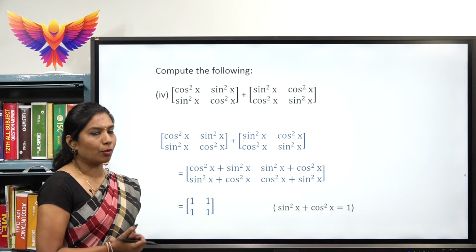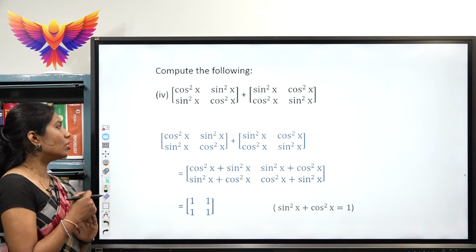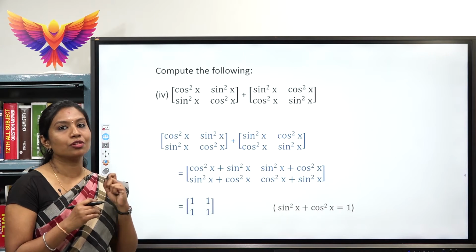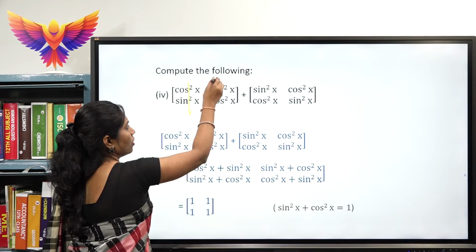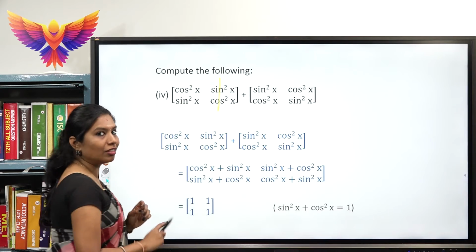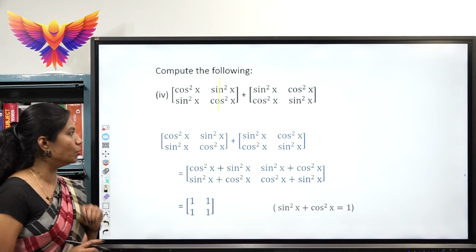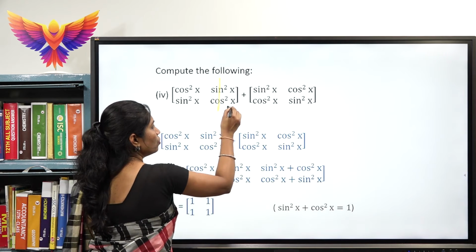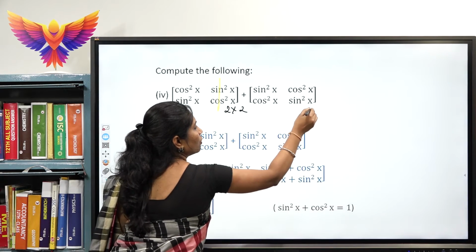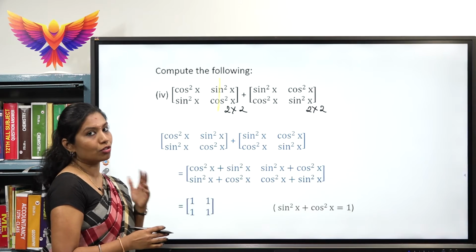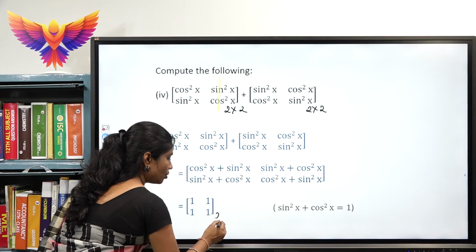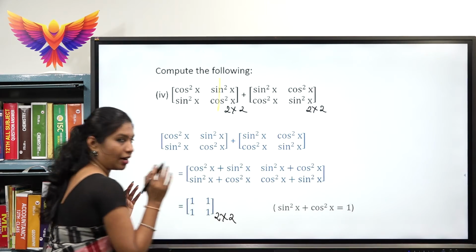A similar kind of question again. We need to find sin square x and cos square x, which is a 2 cross 2 matrix. We can see that we have 2 different rows and 2 different columns here. The same way we have another matrix which has 2 rows and 2 columns. So, this is a 2 cross 2 matrix only. The final solution whatever you get should also be a 2 cross 2 itself. So, here I should get 2 cross 2 itself. Yes, it is satisfying the condition.